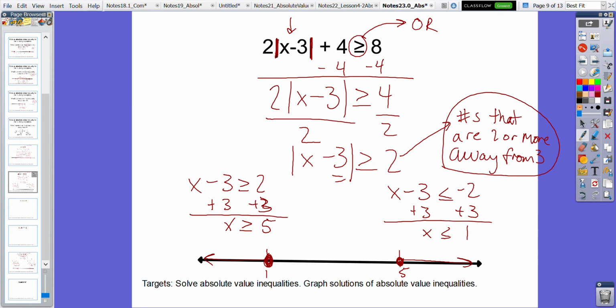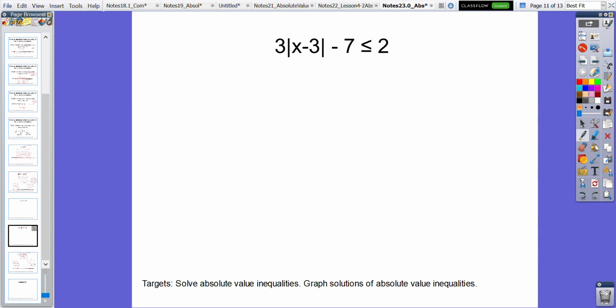Okay. Last example that I want to take a look at. This guy right here. 3 times the absolute value of x minus 3 minus 7 is less than or equal to 2. Okay. Just like in the previous example, we have a lot of steps we need to take care of, but this sign right here clues me in that this is going to be an AND inequality. Okay. So it's going to be the intersection of 2 separate disjoint sets.